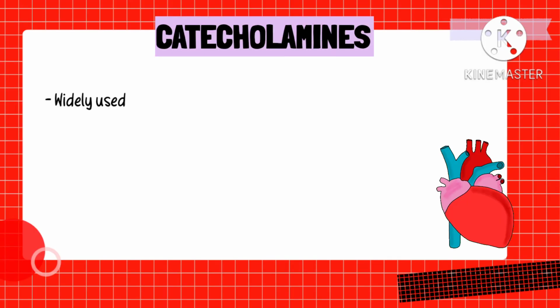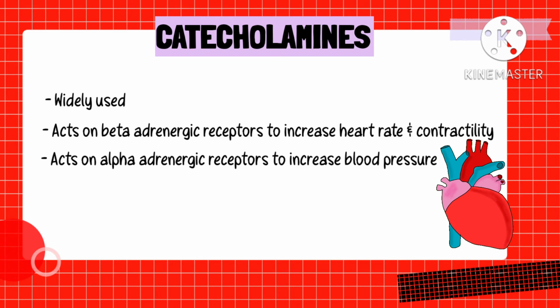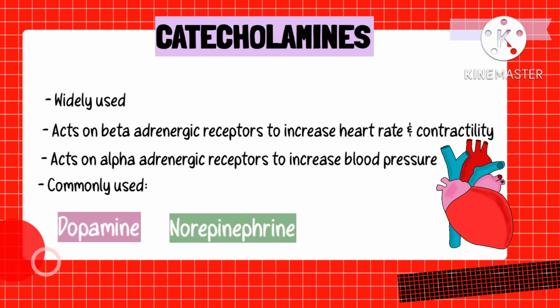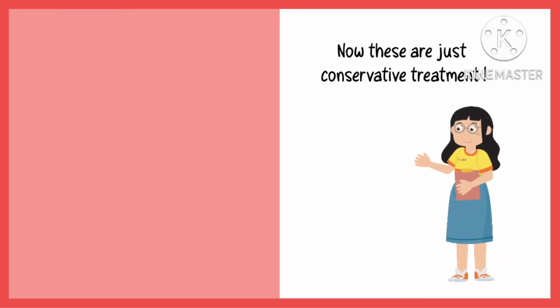Catecholamines are another class of drugs widely used to treat heart block. They act on the beta adrenergic receptors to increase the heart rate and contractility, and by acting on the alpha adrenergic receptors to increase the blood pressure. Common catecholamines used are dopamine and norepinephrine. Now these are just conservative treatments.